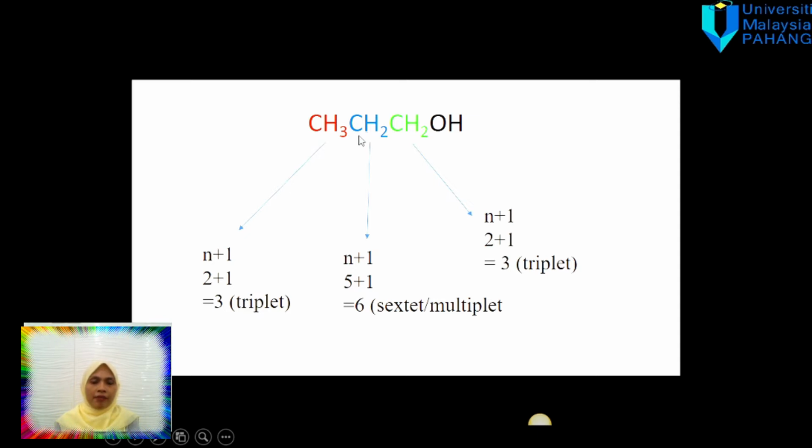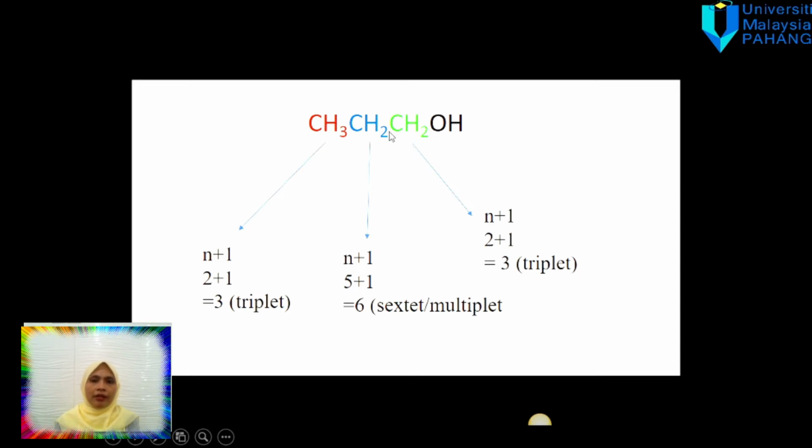Go to the next environment or next signal, CH2, the methylene protons here. We have to look at the right and the left side for how many neighboring protons. Total neighboring protons for this signal are 2 plus 3, which becomes 5. 5 plus 1 is 6. We can write down sextet or multiplet. If the signal is splitting into more than 5, we can simplify and write it as a multiplet.